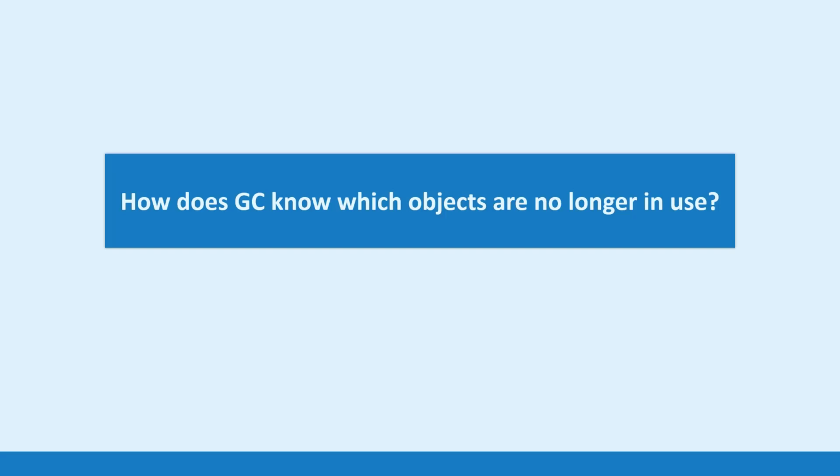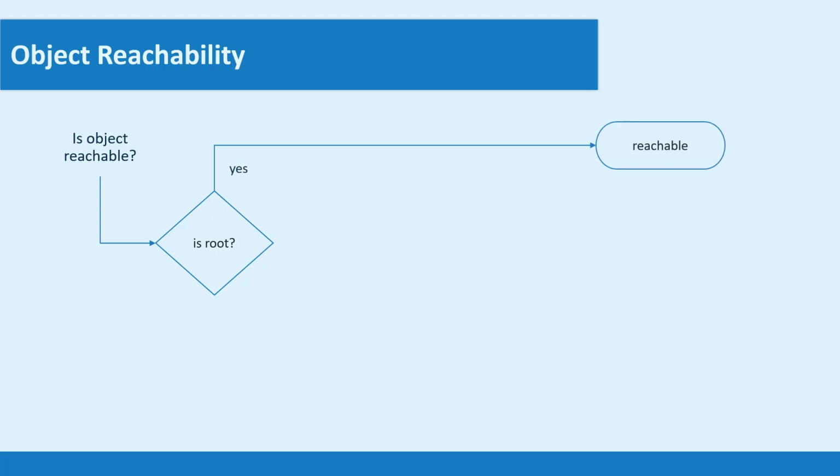Let's discuss that. To understand how the garbage collector works, you need to understand the concept of object reachability. So whenever we look at some specific object in memory, we can ask the following question: is this object reachable? The very first condition to check is whether that object is a root. Now, you don't need to understand what a root is right now. We will discuss this a little bit later. What you need to understand is that if that object is a root, then it is by definition reachable.